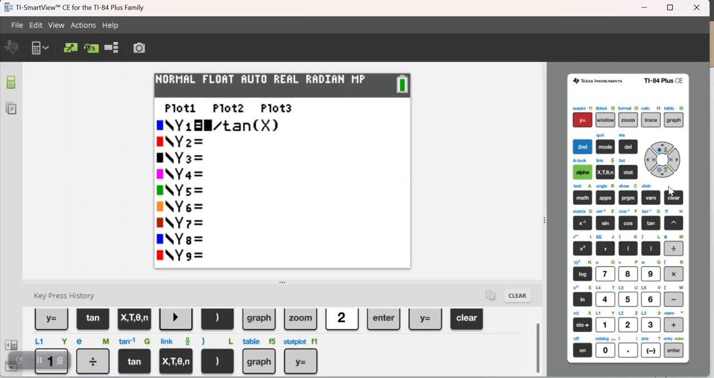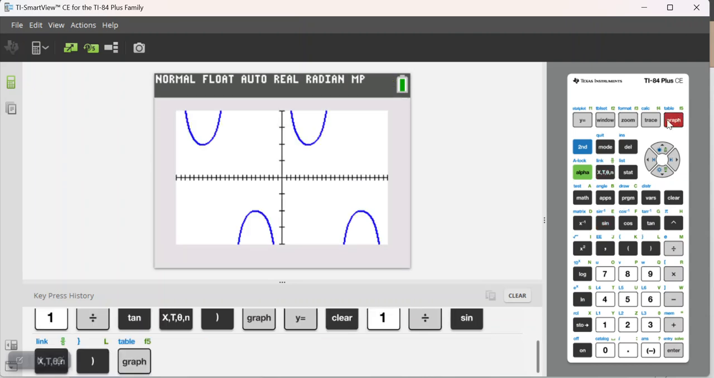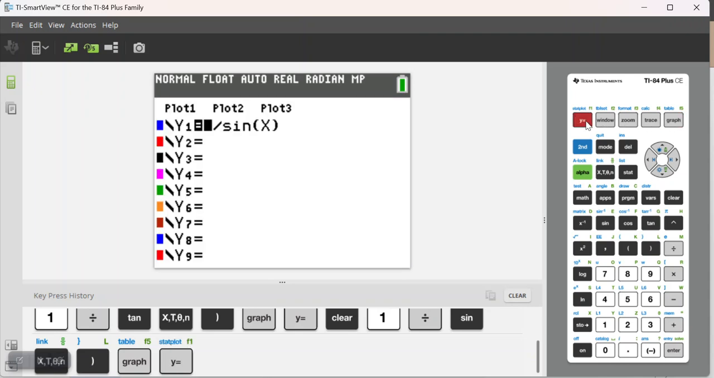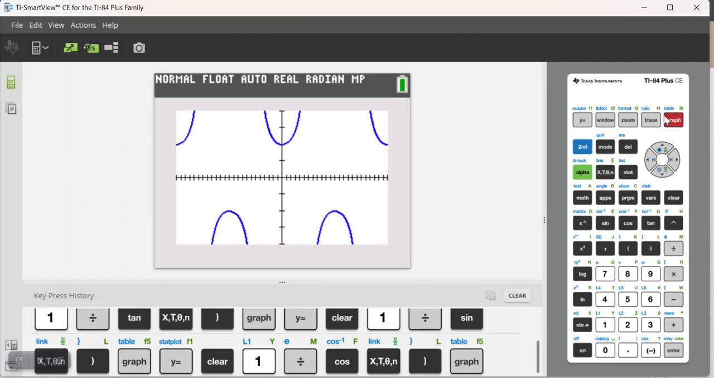If I want cosecant, I need to do 1 divided by sine of x. So the graph of cosecant looks like this. And if I want to do the graph of secant, I have to do 1 divided by cosine x. And secant x looks like this.